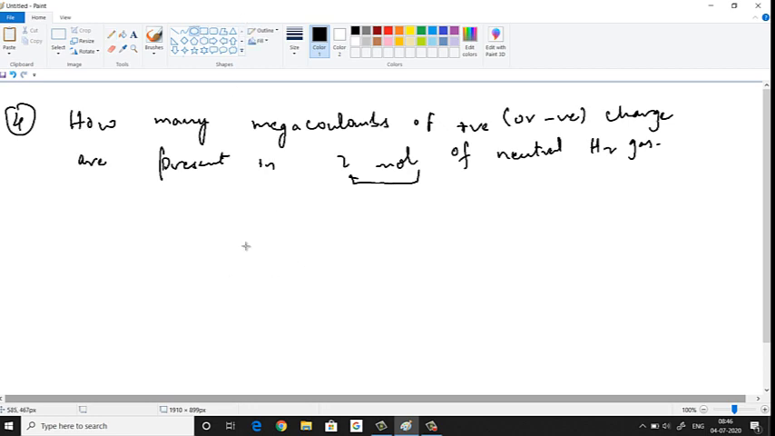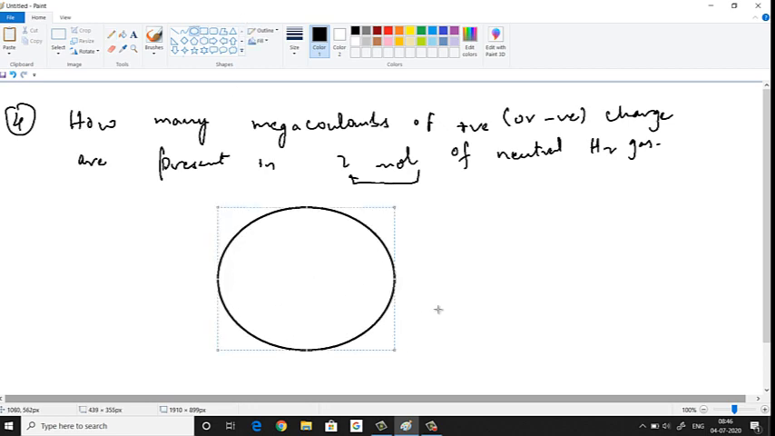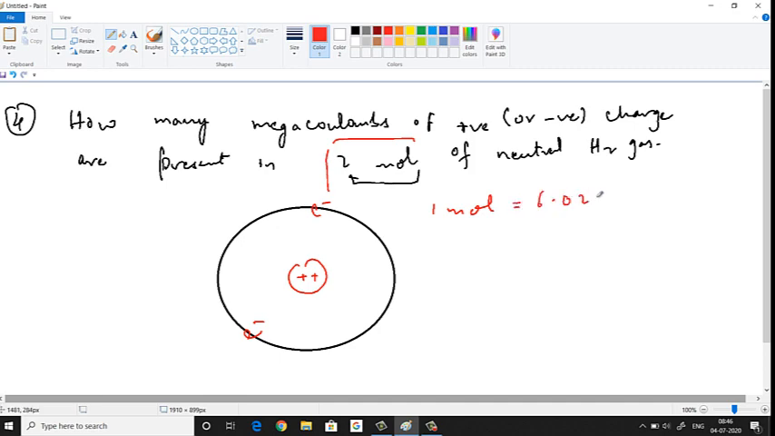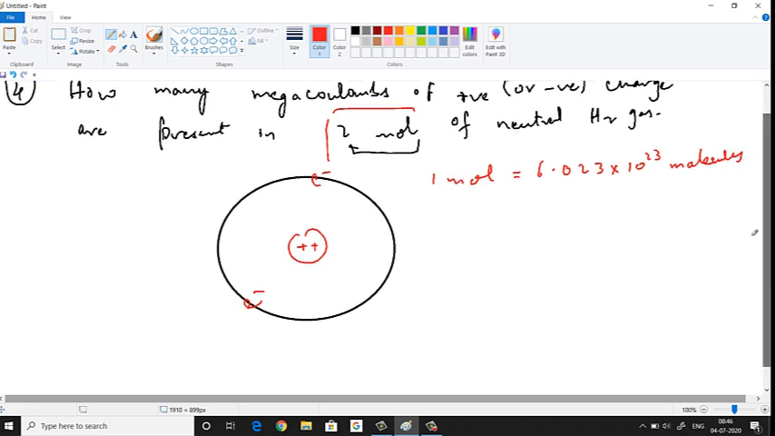Alright, so let us take, say we have H2 here. Now inside H2, how many protons will you have? 2. How many electrons will you have? 2. This is for one H2 molecule. Like that, how many moles do you have? 2 moles. So for 1 mole, what is the number of molecules? We have Avogadro number of molecules, 6.023 into 10 power 23 molecules. That is for 1 mole.